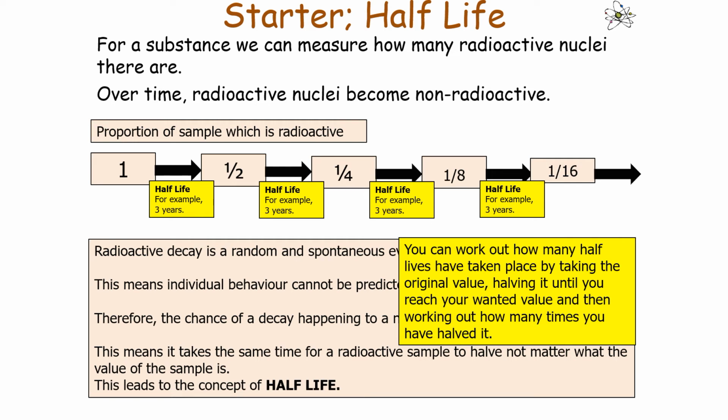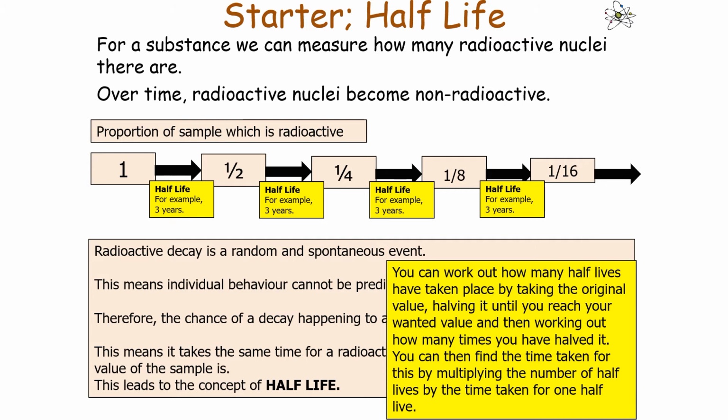Now you can work out how many half-lives have taken place by taking the original value you have, halving it until you reach the wanted value, then working out how many times you've halved it. For example, to work out how many half-lives it takes to go from 1 of a sample to a 16th of a sample, you halve 1 until you get to 1/16 and count the halvings. So in this example, it's been 1, 2, 3, 4 halvings to go from 1 to 1/16, so therefore it's been 4 half-lives. At this point, you can find the time taken to go from 1 to 1/16, or whatever your particular question asks, by multiplying the number of half-lives by the time it takes for one half-life.